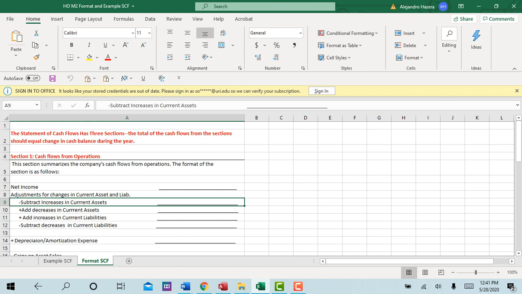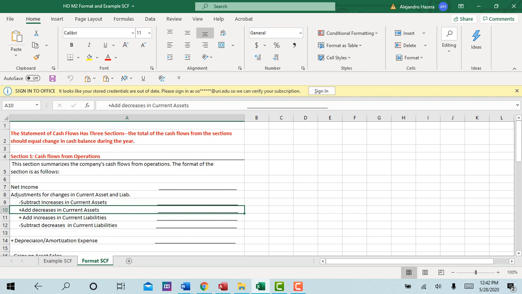So the first rule is we're going to compare the increases and decreases in current assets and liabilities. In the case of current assets, if a current asset increases, then you subtract the increase. So if at the beginning of the year you have accounts receivable of 18,000 and it has gone up to 30,000 by the end of the year, you're going to subtract that increase. This is for all current assets, by the way, except cash. You don't include cash in this reconciliation.